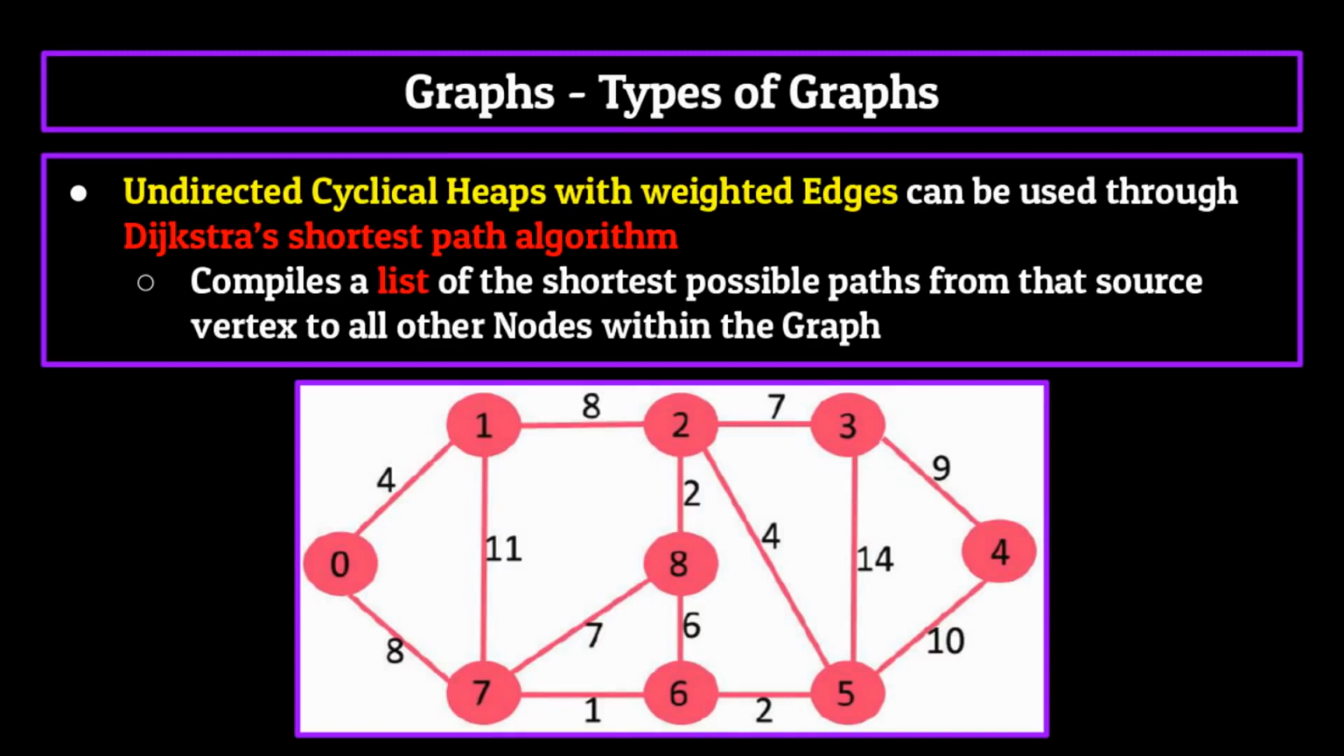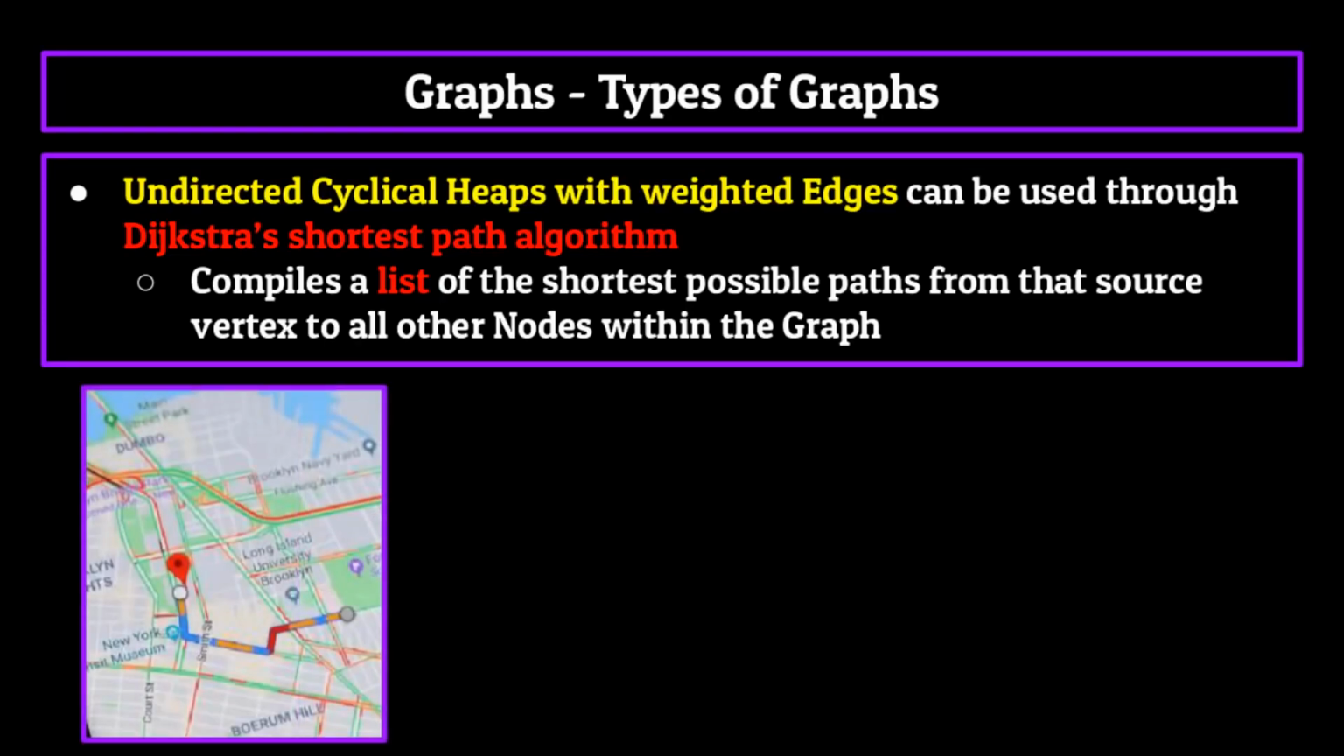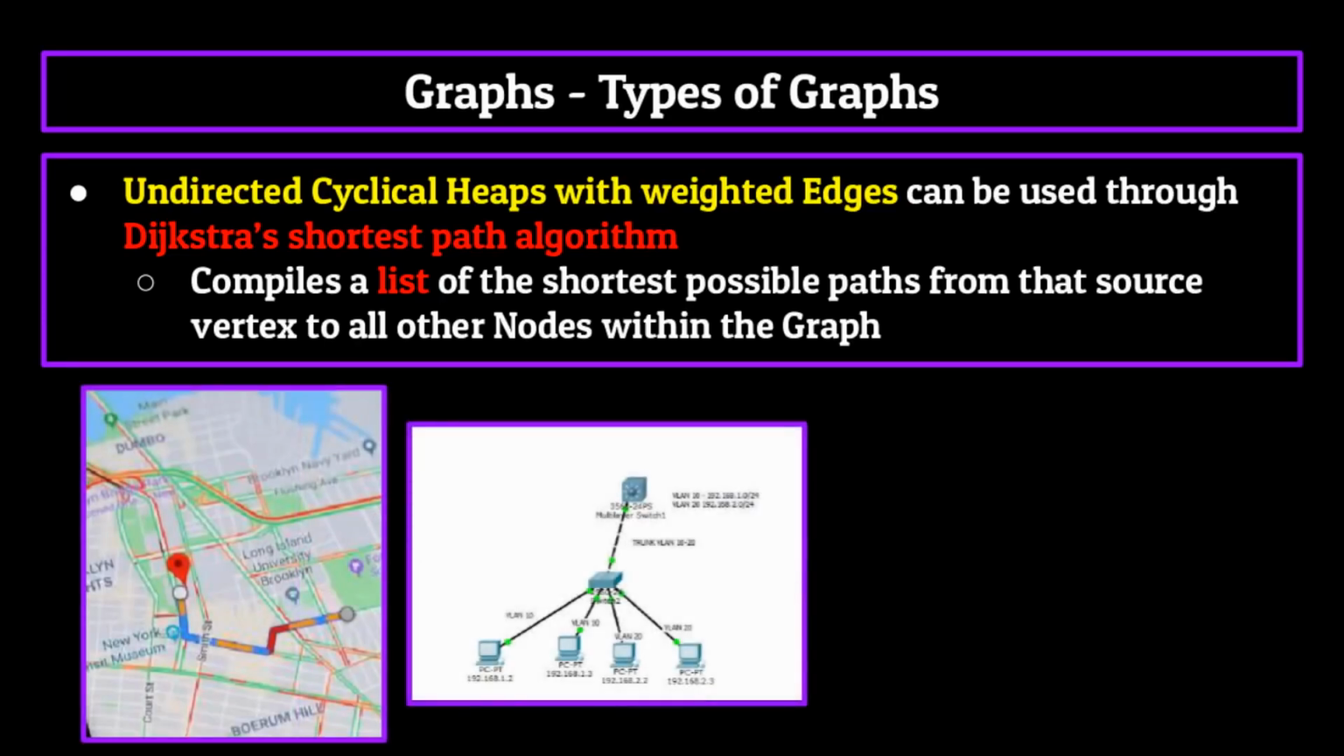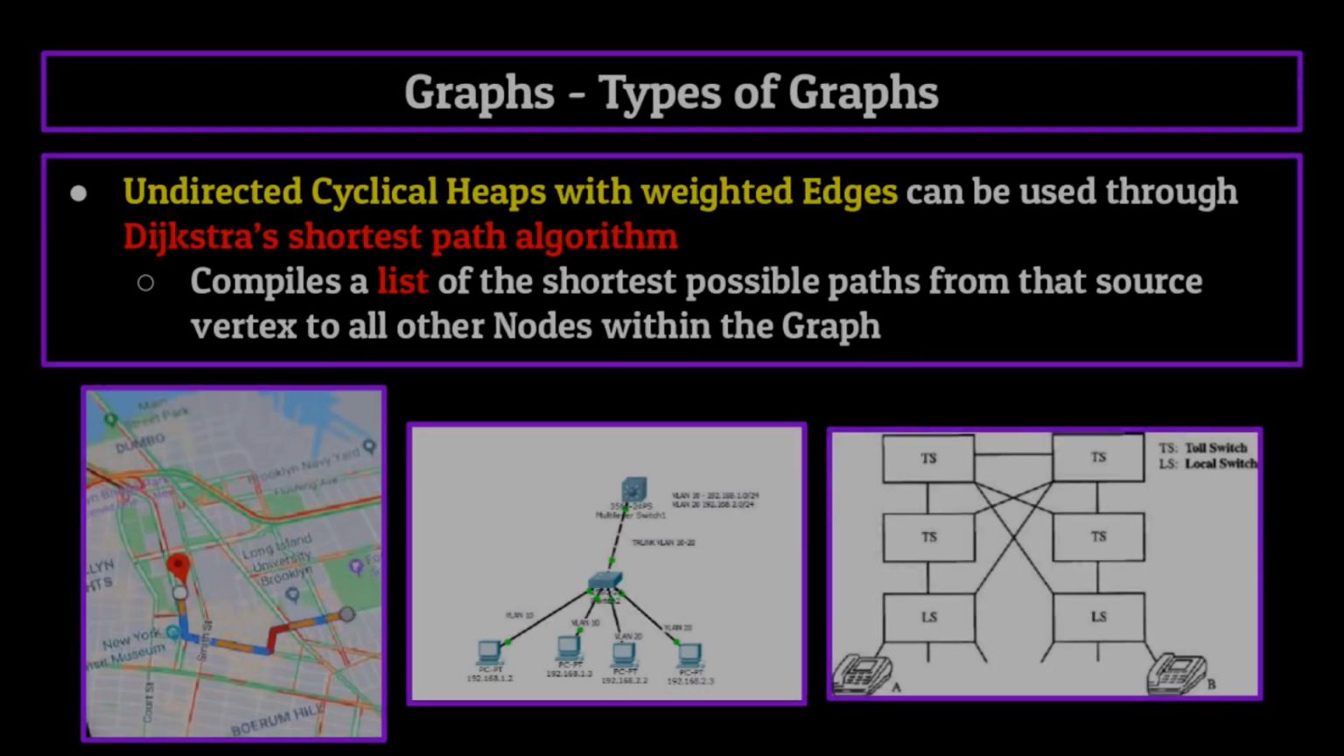Now probably the most famous implementation of the graph data structure is through the undirected cyclical graph with weighted edges. This one gets a lot of use, especially through its implementation in Dijkstra's shortest path algorithm. This algorithm, given a graph and a source vertex within that graph, compiles a list of the shortest possible paths from that source vertex to all other nodes. As you might be able to tell just from its description, this has a multitude of uses across the entire tech world. Google uses this algorithm for Google Maps, it's used in the process of IP routing, and it can even be implemented in telephone networks.